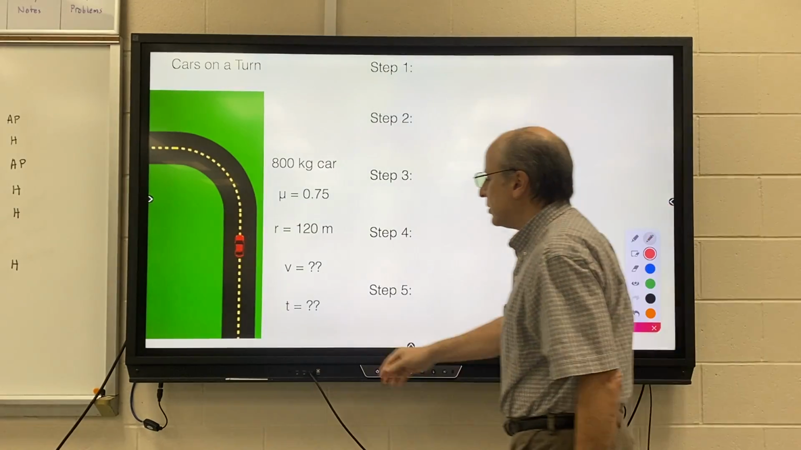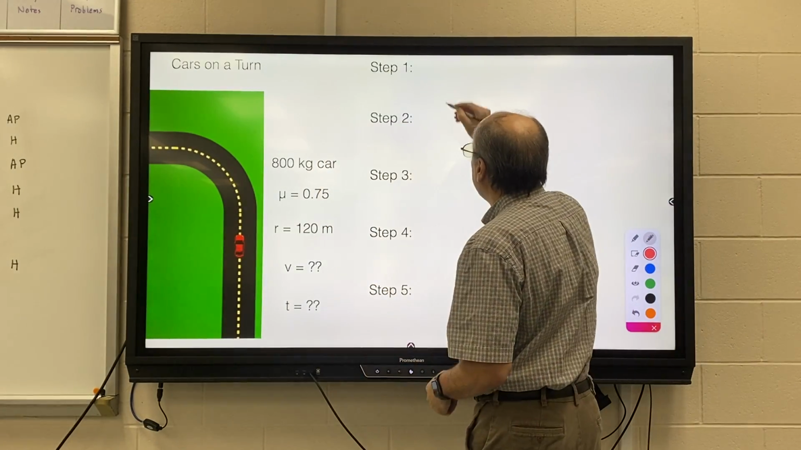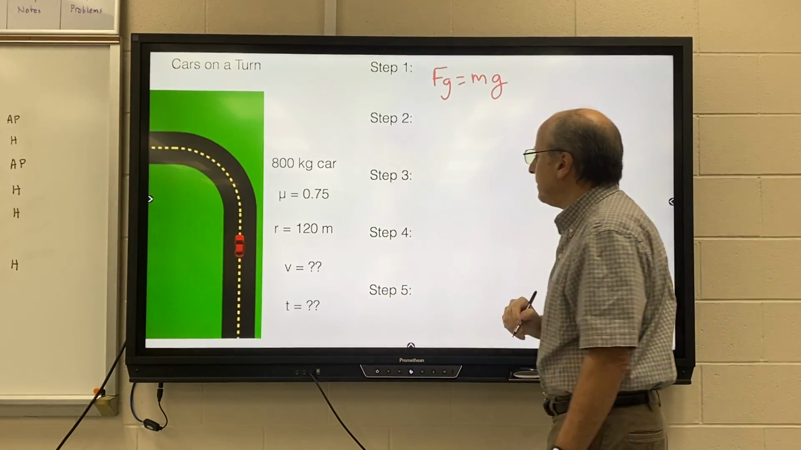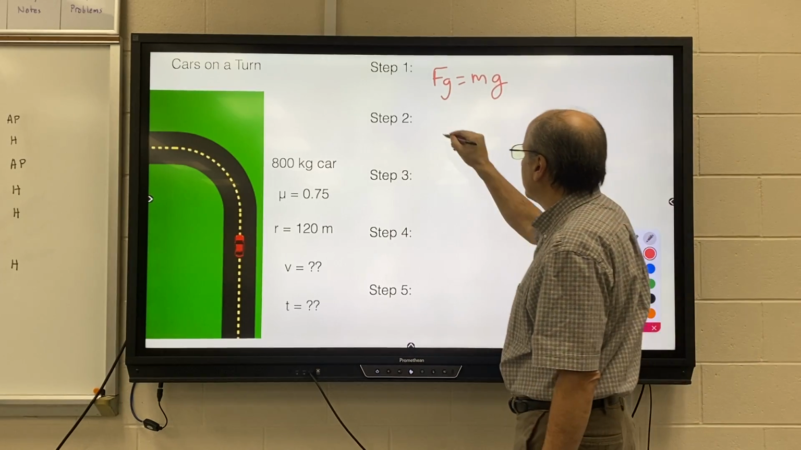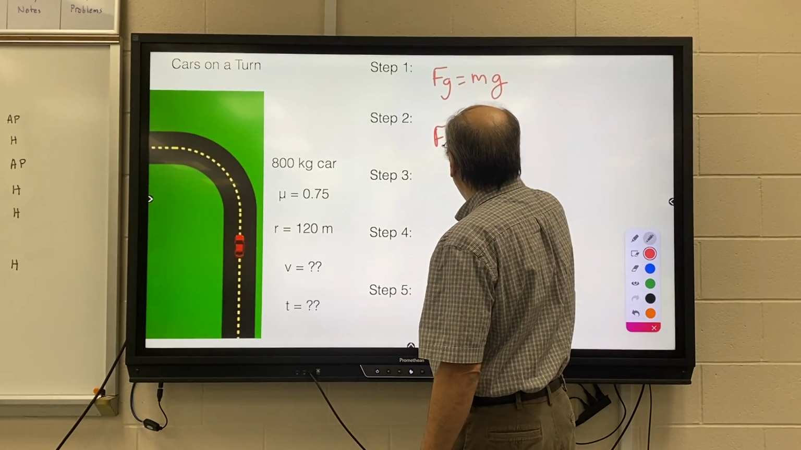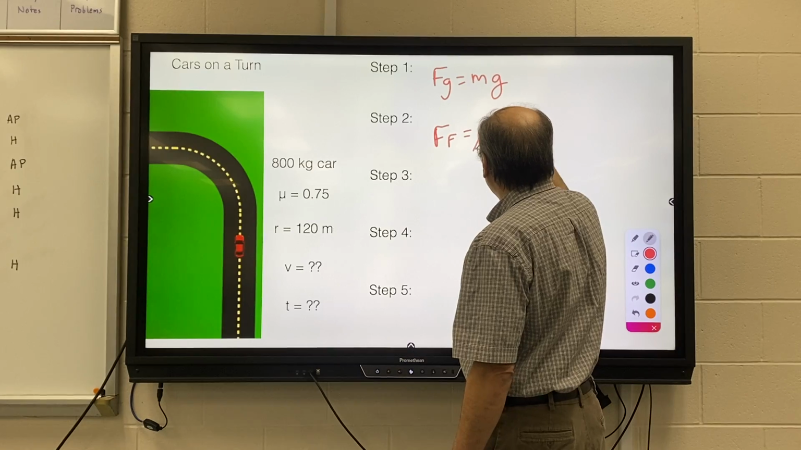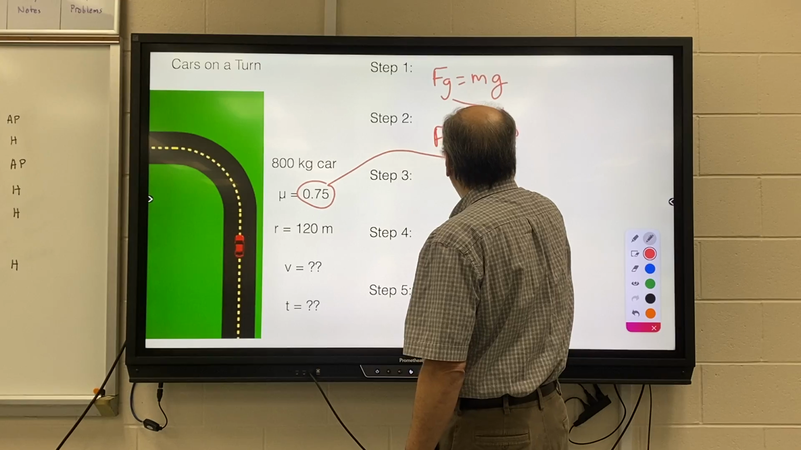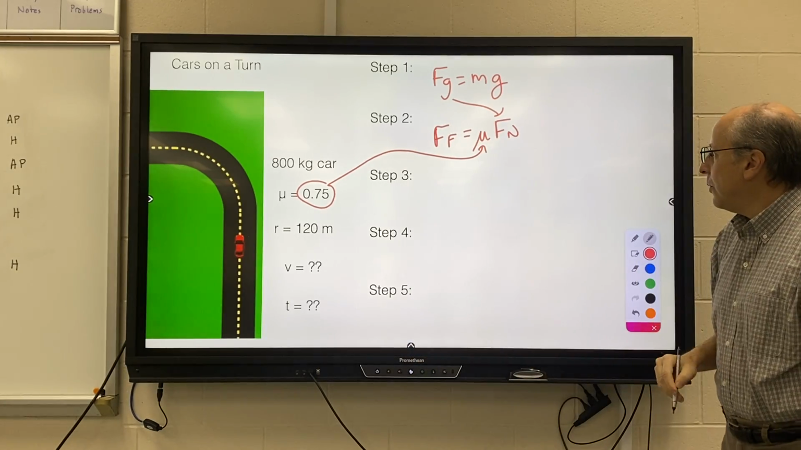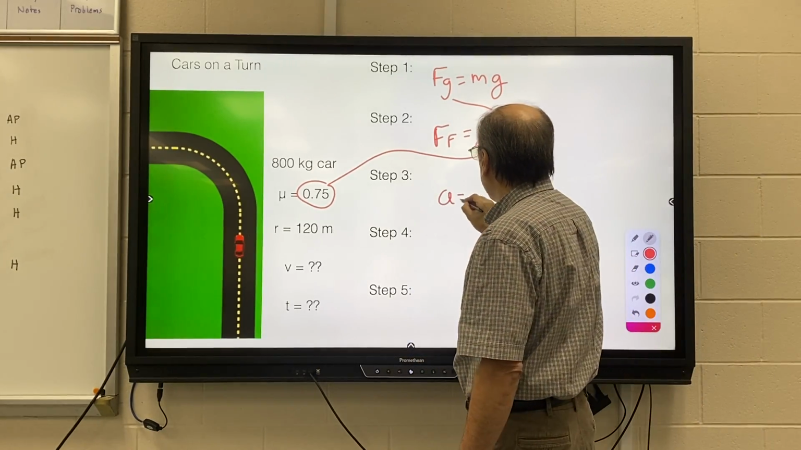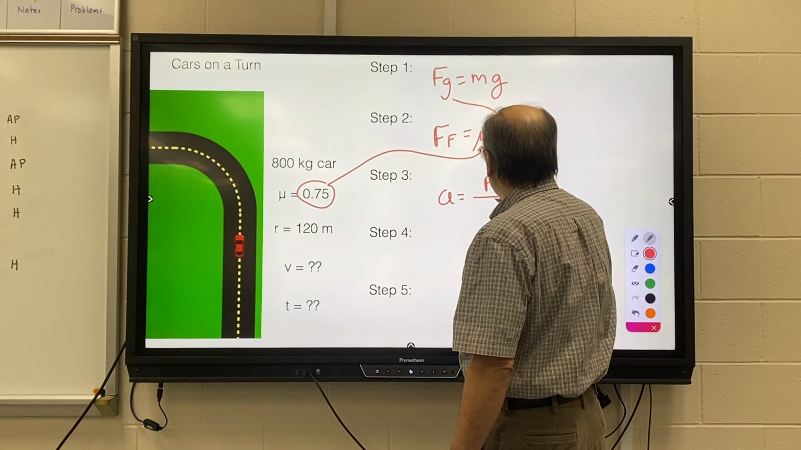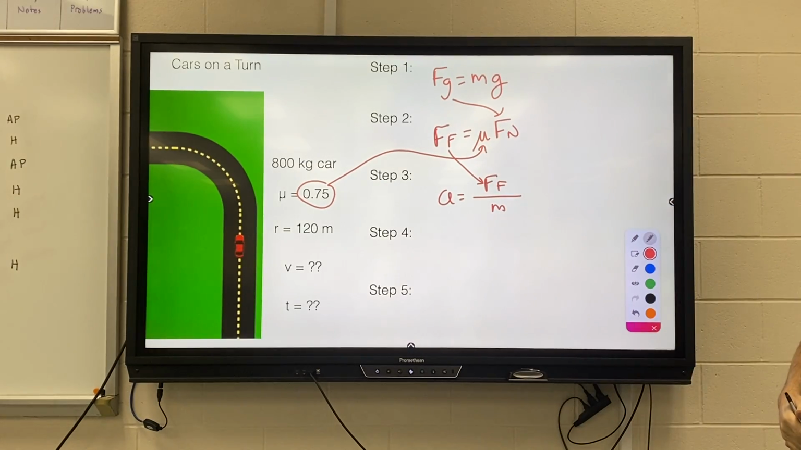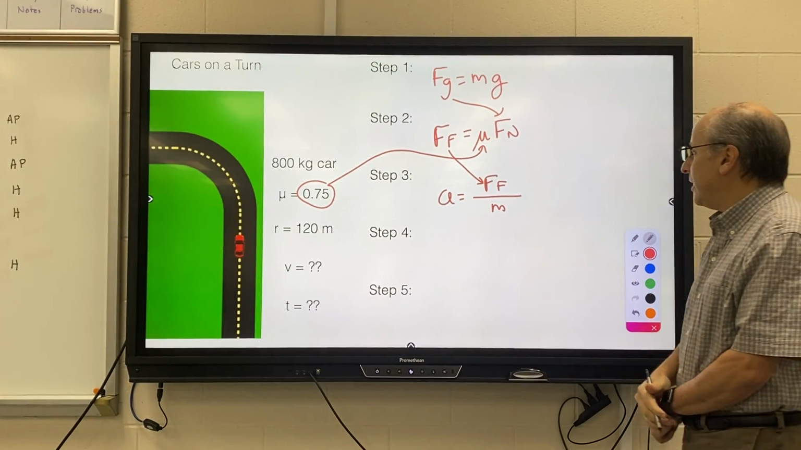So what you're going to do is start out with step one. Force gravity equals mass times 9.8. Get that value for force gravity, plug it in as force normal, using your coefficient of friction of 0.75. Once you get your force friction, you're going to plug that in to your Newton's second law equation to get your acceleration.